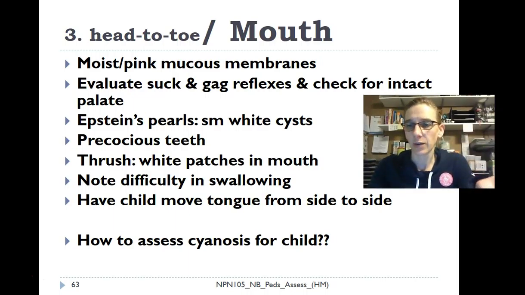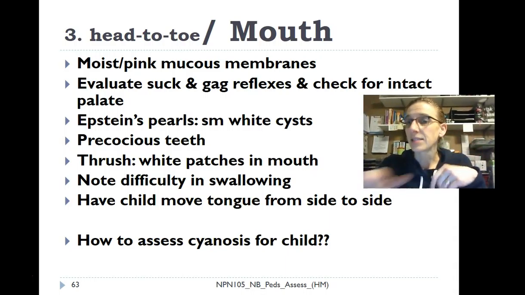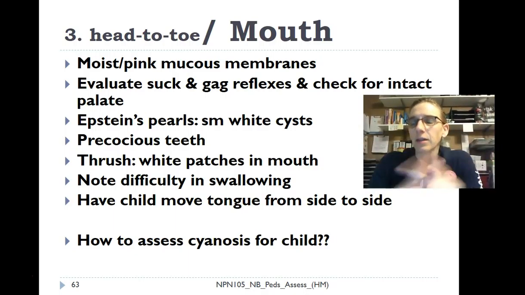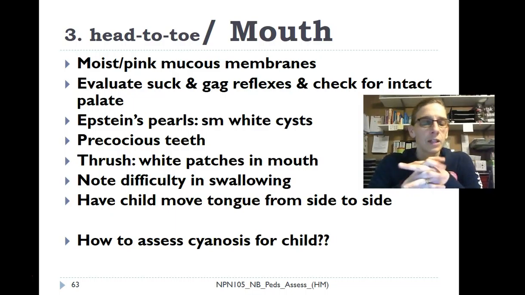One of the first things we always recommended is to take a baby's washrag and wrap it around your finger and wipe the baby's tongue and see if the white stuff comes off, because oftentimes it's just milk that's stuck in their mouth. But if you wipe the tongue and that white stuff doesn't come off, then it's thrush. Note any difficulty with swallowing. And if it's an older child, have them move their tongue from side to side.